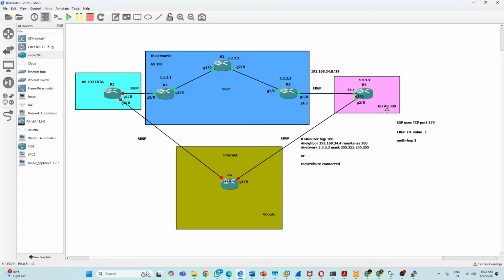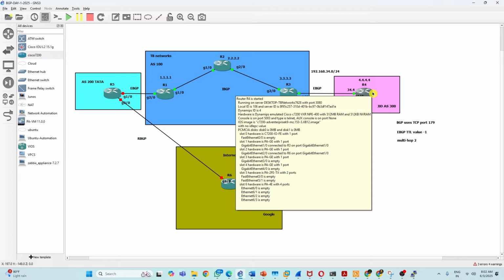But in EBGP, the TTL value is 1. If you increase the multi-hop count to 2, the TTL value will increase to 2, so that you can establish the TCP session. Does everyone understand what I'm saying from the EBGP perspective, for an indirect peer?